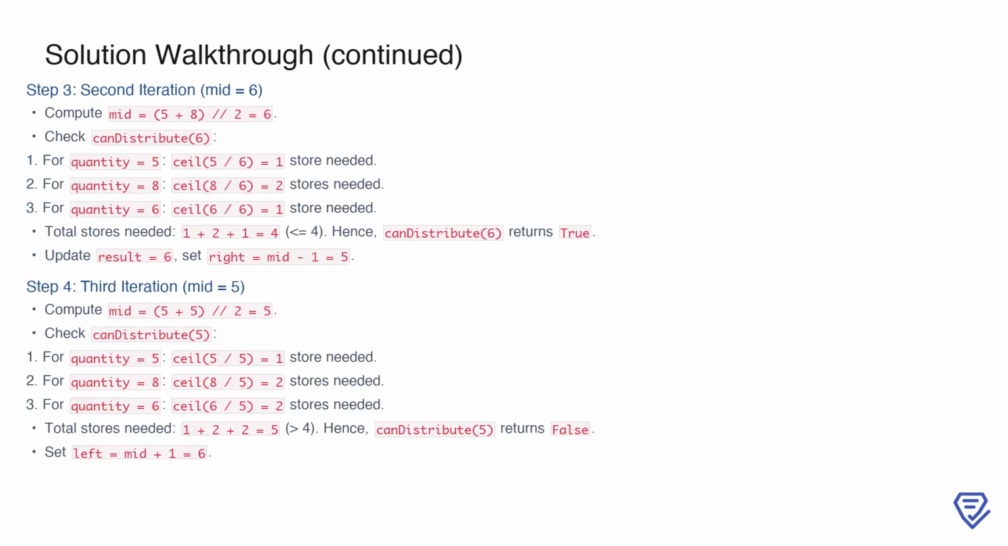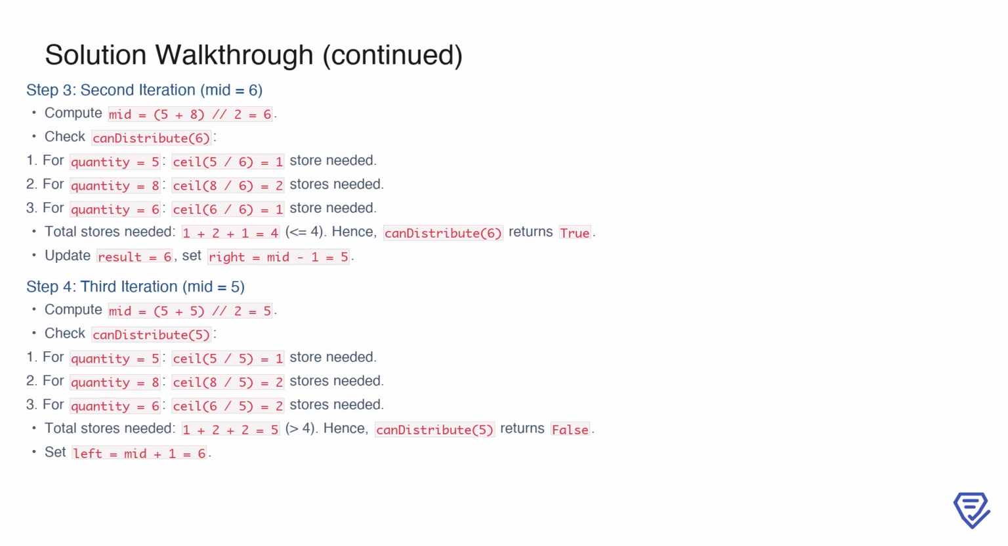Next, we calculate the midpoint is 6 and check if a maximum of 6 products per store works. For 5 products, 1 store is required, since 5 divided by 6 rounds up to 1. For 8 products, 2 stores are needed, and for 6 products, 1 store is needed. This totals 4 stores, which is within the allowed limit. Therefore, a maximum of 6 products per store is feasible.